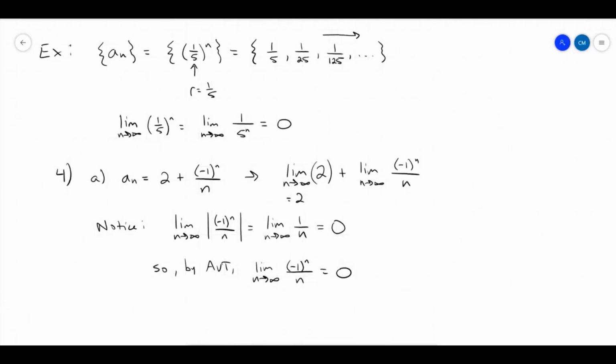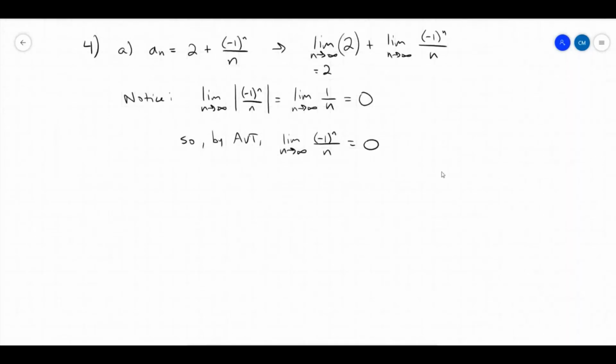All right, so let's try the next one then. So part B. Oh yeah, I guess to answer the question on that last one, then the limit would be 2, right? 2 plus 0 is 2. So the limit would be 2 overall.